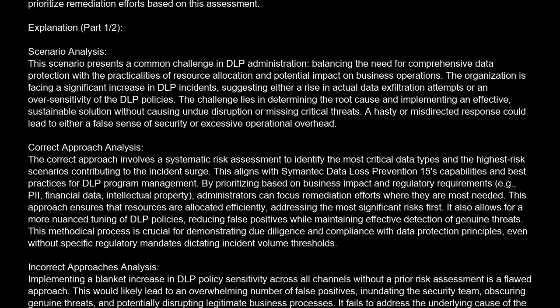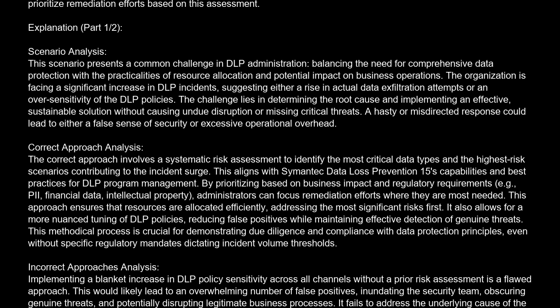Correct approach analysis. The correct approach involves a systematic risk assessment to identify the most critical data types and the highest risk scenarios contributing to the incident surge. This aligns with Symantec Data Loss Prevention 15 capabilities and best practices for DLP program management. By prioritizing based on business impact and regulatory requirements, e.g., PII, financial data, intellectual property, administrators can focus remediation efforts where they are most needed. This approach ensures that resources are allocated efficiently, addressing the most significant risks first.